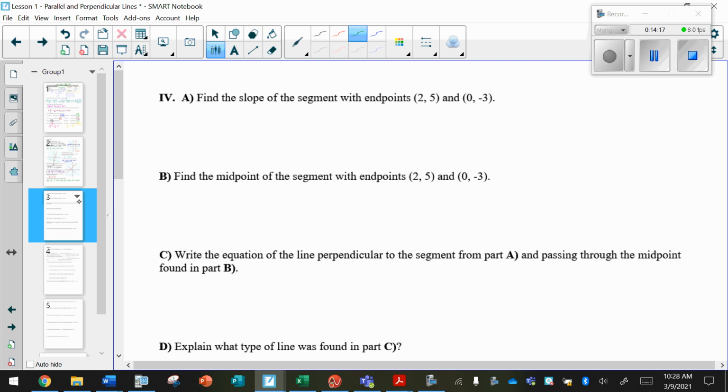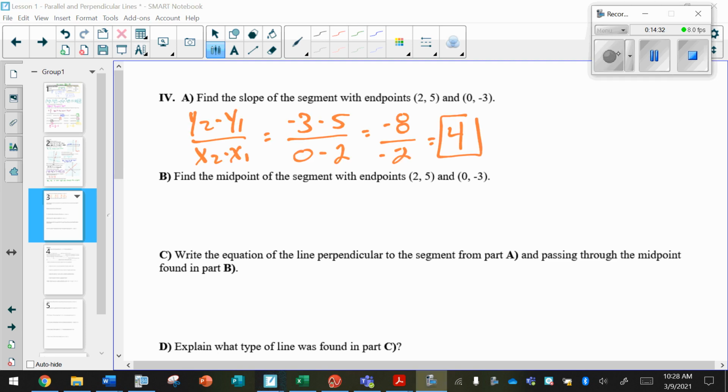Find the slope of the segment with endpoints (2, 5) and (0, -3). So here we get to use our slope formula. Change in y over change in x, y2 minus y1 over x2 minus x1. Pause the video, find the slope. So we end up with a slope of 4.